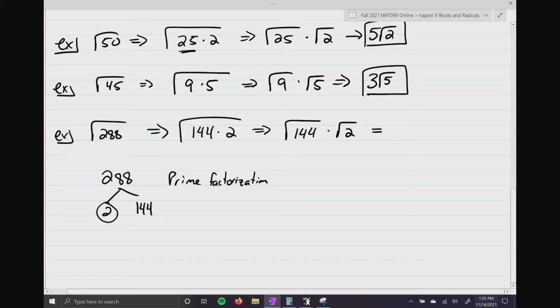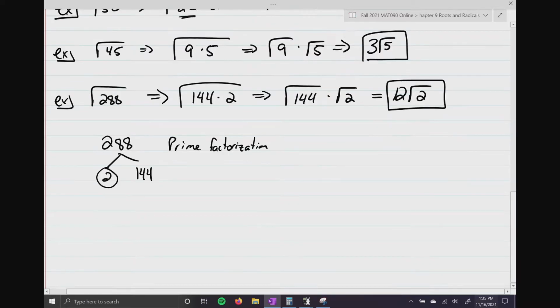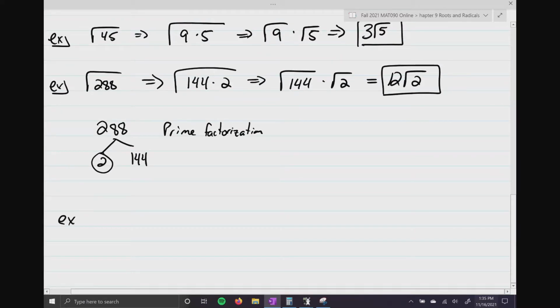I know the square root of 144 is 12. Square root of 2 doesn't reduce, so we leave it as the square root of 2. Okay? So I hope this is making some sense. I really do. But what about this number? How about the square root of 80?